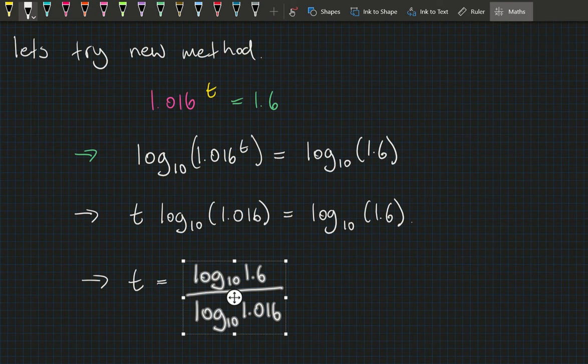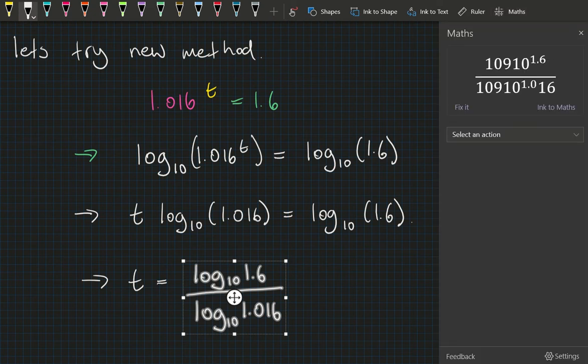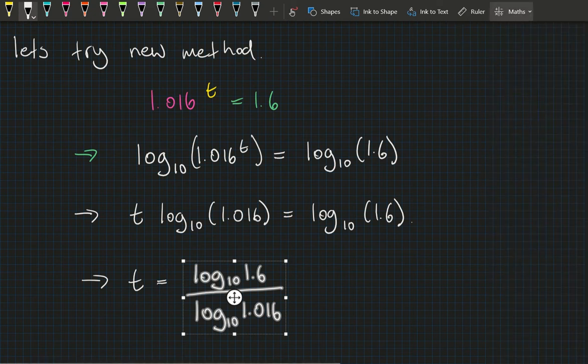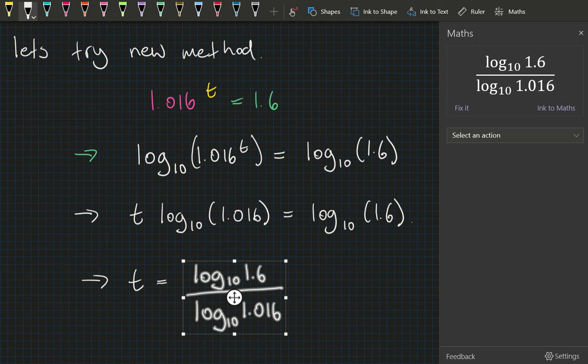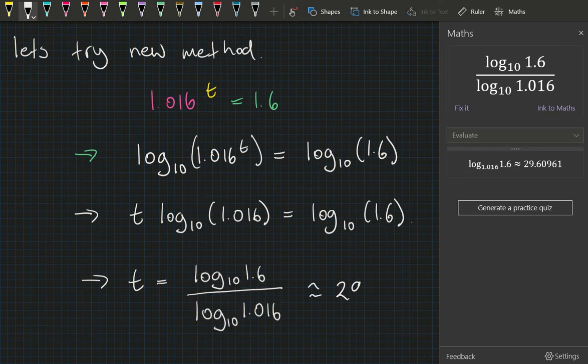However, let's still try that in OneNote. No, it doesn't seem to recognize my writing here. I'm going to try it one more time. Amazing. I don't understand why it recognized that time and not the other. Anyhow, let's evaluate. Wow, it's 29.60961. So we still get the same result. So hopefully that makes you super confident in it. But I just want to show you how amazingly accurate this is.